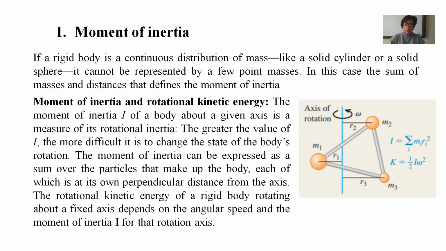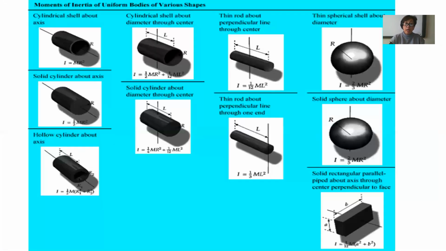The moment of inertia can differ by body, and it can be expressed as a sum over the particles that make up the body, each at its perpendicular distance from the axis. The rotational kinetic energy of a rigid body rotating about a fixed axis depends on the angular speed and the moment of inertia for that rotation.